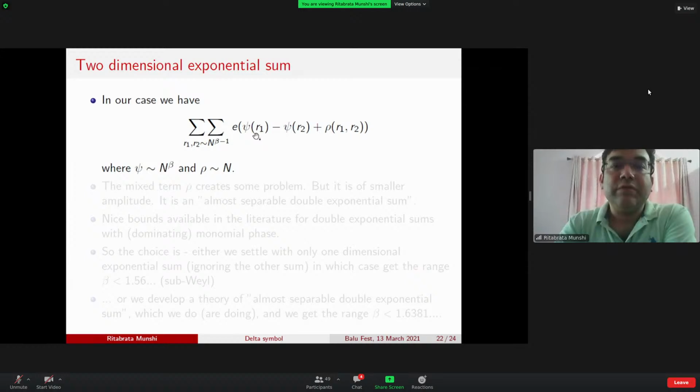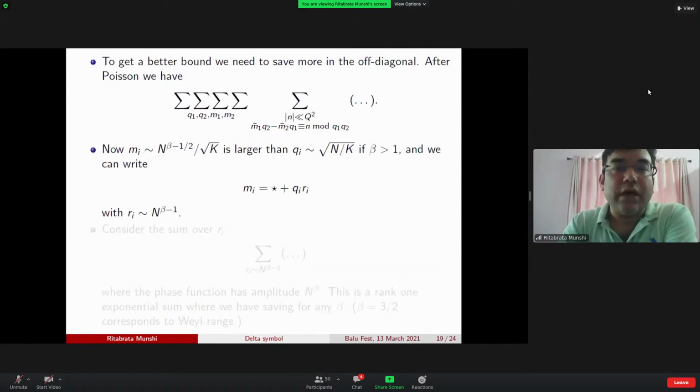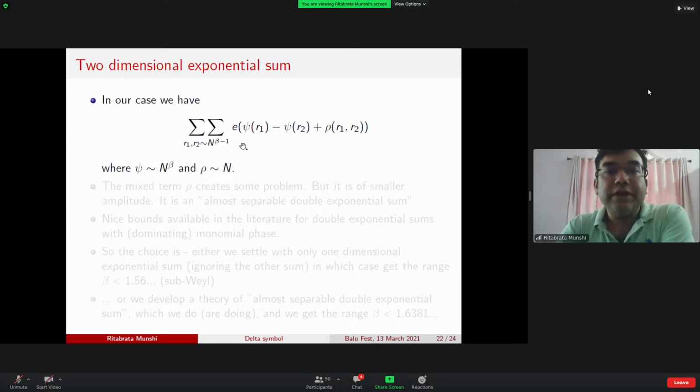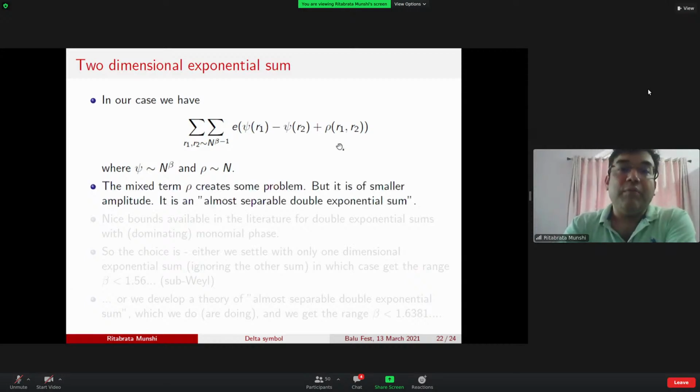So this is precisely the phase function that you have there. Okay, so we have something like this. So there are two variables, R1 and R2. Let me just go back. Yeah. So I wrote down the exponential sum here for only one, but I have two of them because M1 and M2 are there. So I get an R1 and R2. Okay, and the phase function here looks like this. So there's a difference of two phases, psi(R1) minus psi(R2), plus a phase rho which involves both R1 and R2. Okay, and the nice feature is that this psi has amplitude N to the power beta, whereas rho has amplitude N. Okay, and beta is like 3/2 or even larger. So the amplitude of the psi function is much larger than the amplitude of the phase which mixes R1 and R2. But nevertheless, this mixing creates some problem.